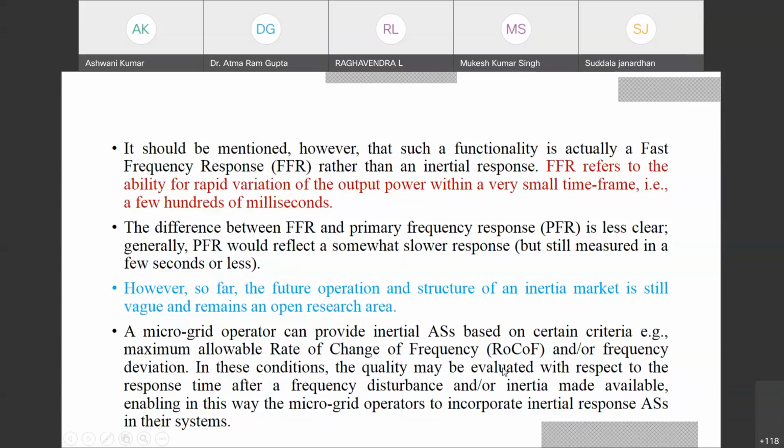So as I told you, the rate of change of frequency deviation is very important. So we have to control this rate of change of frequency with fast acting devices. So that will be the future ancillary service market in terms of FFR response.